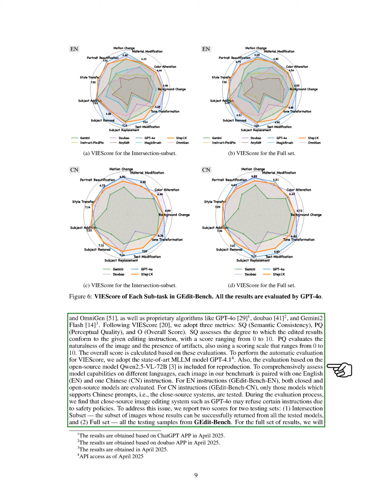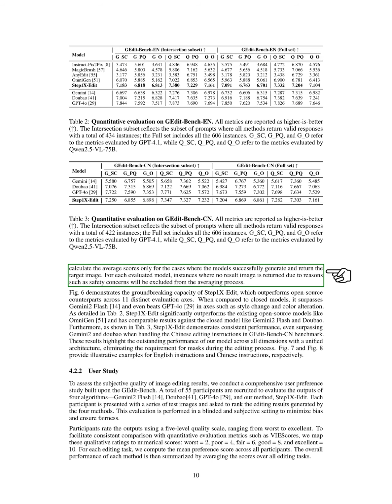During our evaluation, we noticed that some closed-source systems, like GPT-4o, may decline certain instructions due to safety policies. To address this, we report two scores: the intersection subset, which includes images successfully processed by all models, and the full set, which encompasses all samples from GEdit-Bench. We calculate average scores only for cases where models successfully generate the target image, excluding instances where no result is returned due to safety concerns.